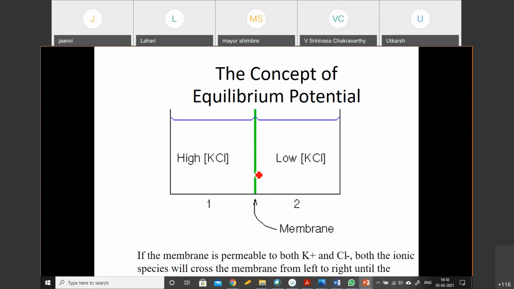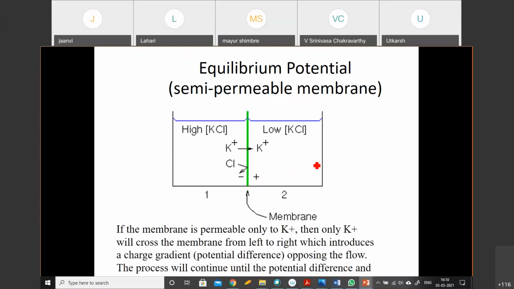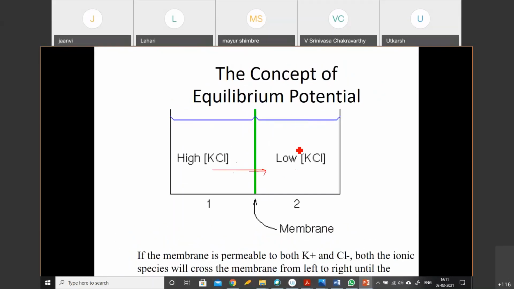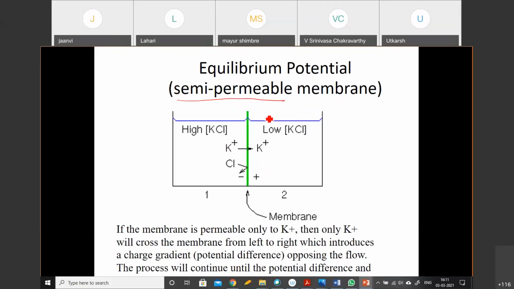If the membrane is permeable to both K plus and Cl minus, potassium and chloride, then both ions simply flow from high to low. This keeps going on until the two concentrations equalize. After that, nothing happens. There's no further flow. At that point, the concentration gradient between left and right will be zero. But something very interesting happens when you use a semi-permeable membrane, as opposed to a membrane which is permeable to both ions. Let us assume that the membrane allows potassium but not chloride.